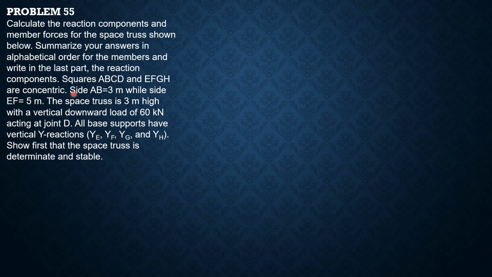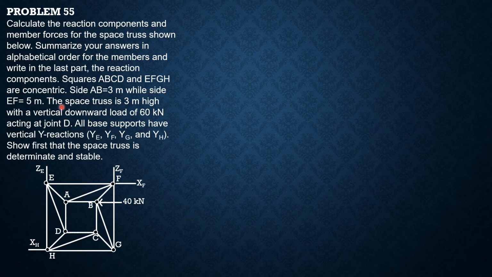Squares ABCD and EFGH are concentric. Side AB is 3 meters while side EF is 5 meters. The space truss is 3 meters high with a vertical downward load of 60 kilonewtons at joint D. All base supports have vertical Y components at E, F, G, and H. Show first that the space truss is determinate and stable.